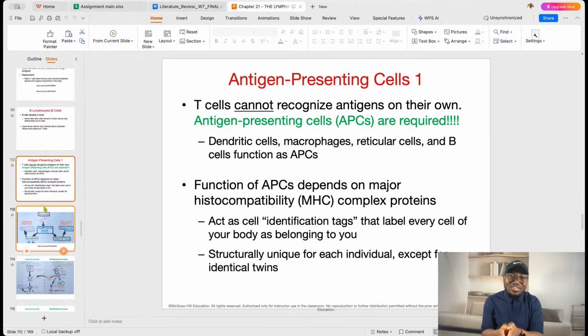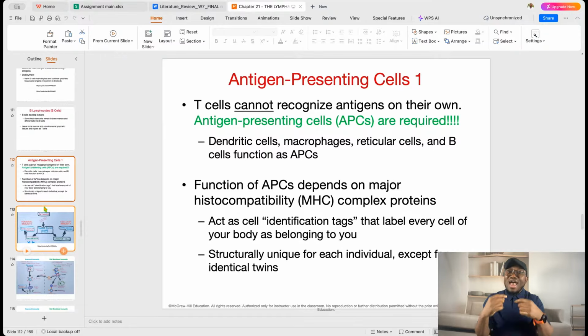So the question they will be asking you: what are examples of antigen presenting cells? Or what cells function as antigen presenting cells? You tell us dendritic cells, even the macrophages themselves, reticular cells, B cells, all these things are antigen presenting cells. One of the following is an antigen presenting cell, except. Now, what are the functions of antigen presenting cells?